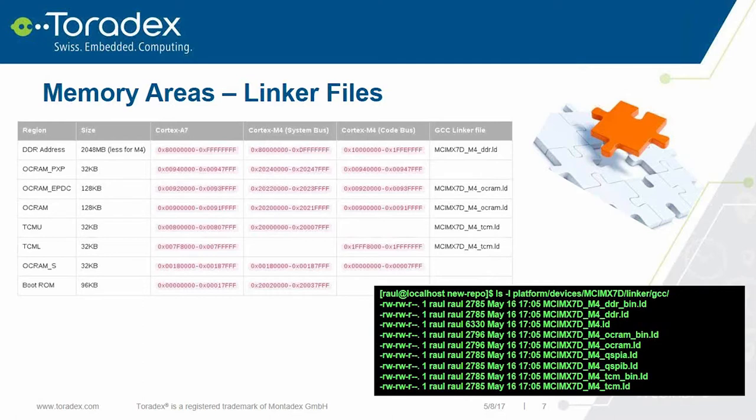Talking a little bit about available memories, the Cortex-M can access different types of memory regions. A couple of them are a little bit smaller and a couple of them are larger. The current slide shows the region options, size, and the linker file that you can use to compile for each region. You can easily find these linker files in the folder platform/devices/MCIMX7D/linker/GCC. I will clone the repository a little bit further on, and you'll be able to get these files as well.